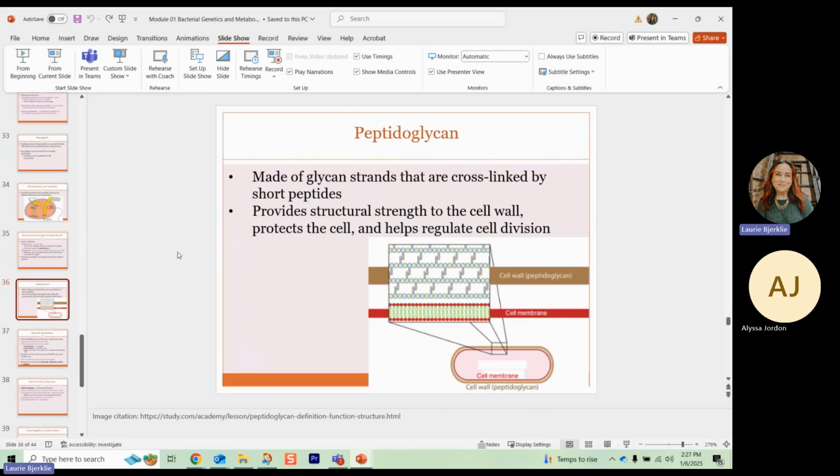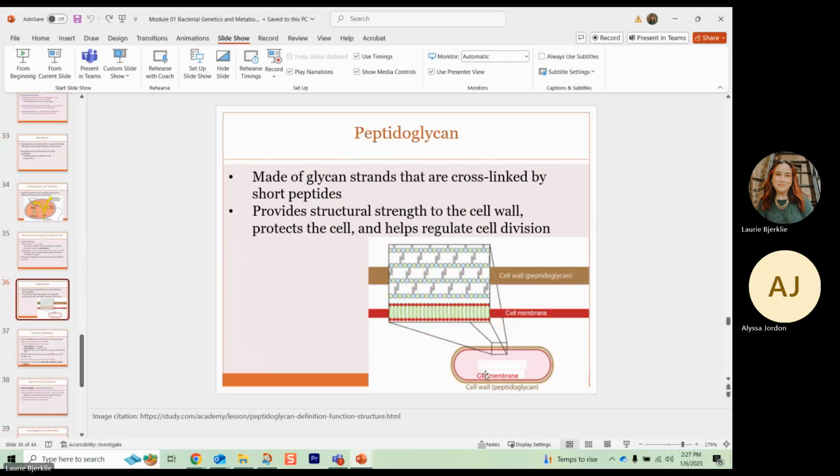All right, so peptidoglycan is basically short peptides. It's right in the word, peptido. It's made of glycan strands that are cross-linked by short peptides. The word itself tells you what it is, essentially. So peptidoglycan adds strength to the cell wall. It protects the whole cell, the whole bacteria itself, and it helps with cell division. So it has an important role there.